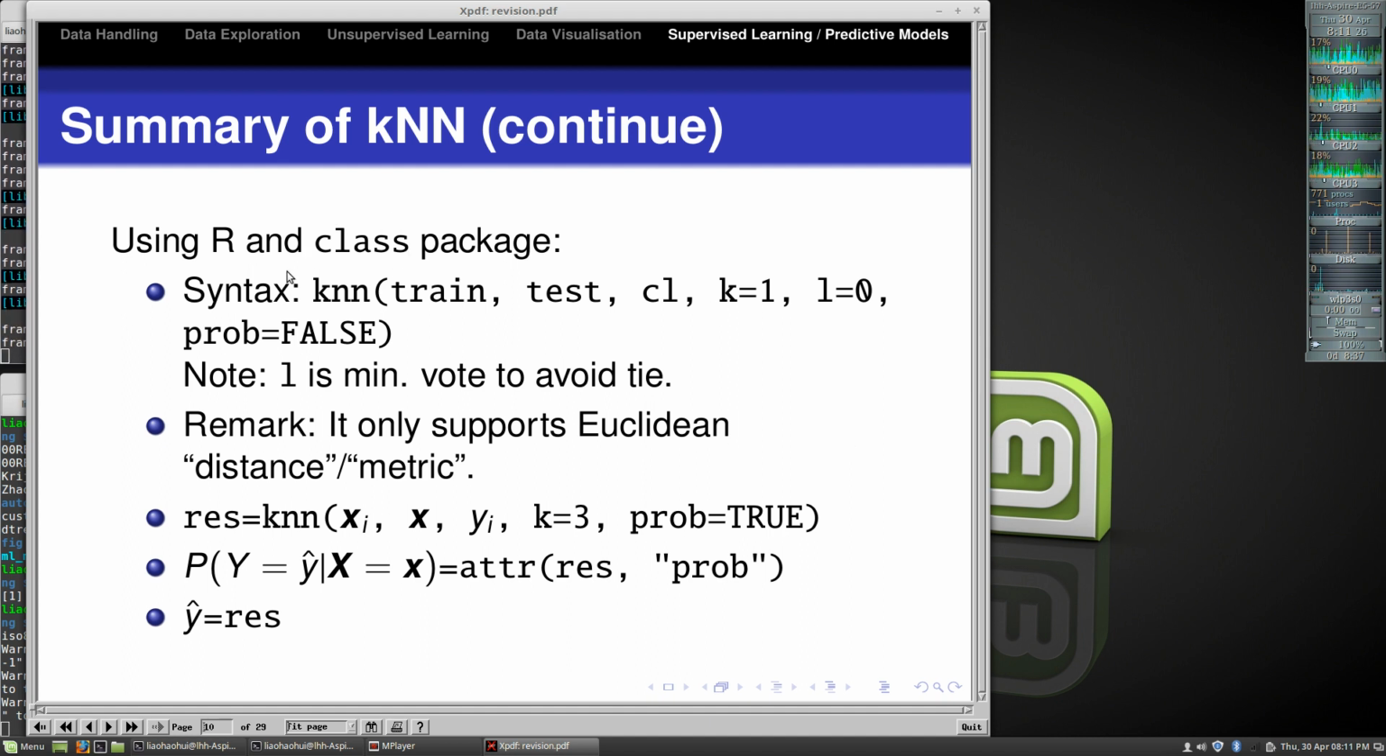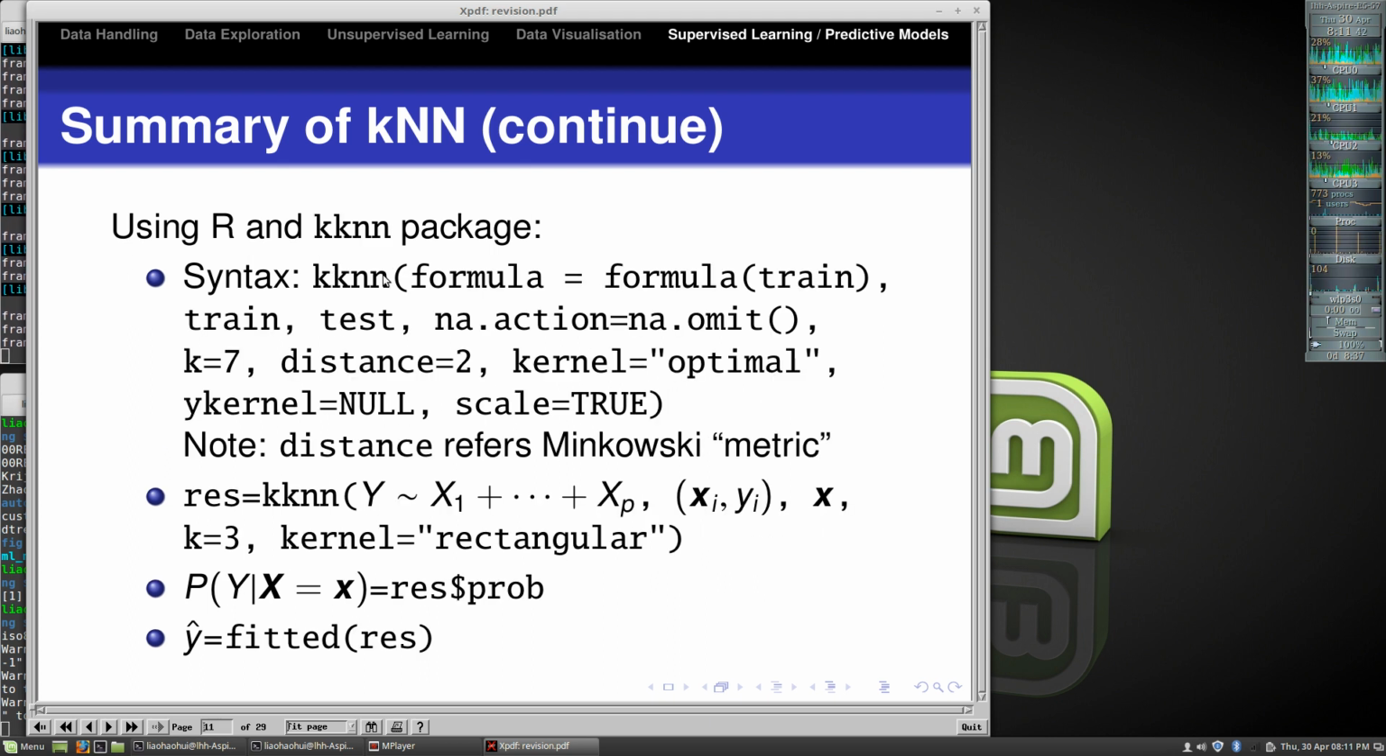And so the knn in R is provided by the class package. It's relatively primitive because it only supports Euclidean distance. For the final assessment, it's also just Euclidean distance, nothing fancy.